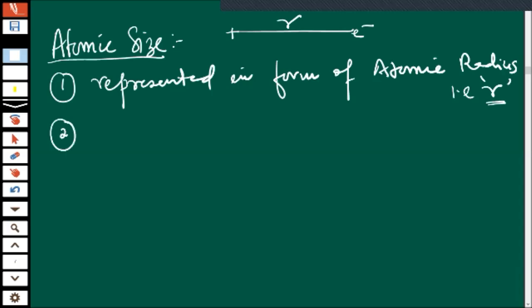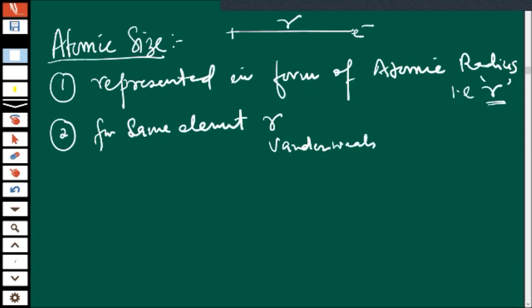Then we came to know that for the same element, R van der Waals is greater than R metallic, which is greater than R covalent. Okay.